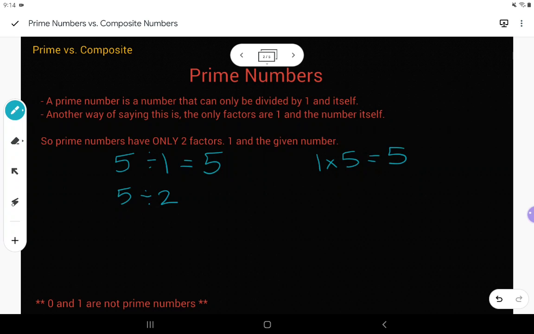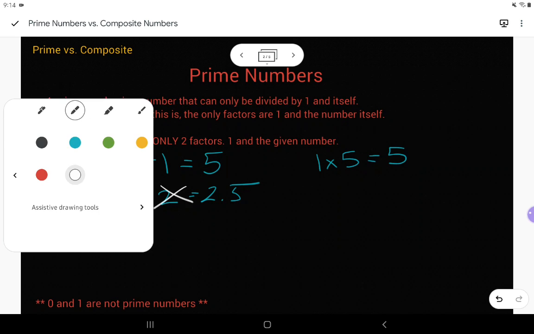Remember, we want to find whole numbers only. So if we get a decimal answer in our calculator when we divide, it doesn't work. 5 divided by 2 gives me 2.5. Okay, so I mean it's not a terrible number, but it's still a decimal. So is 2 a factor? No, it's not. We would cross that one out.